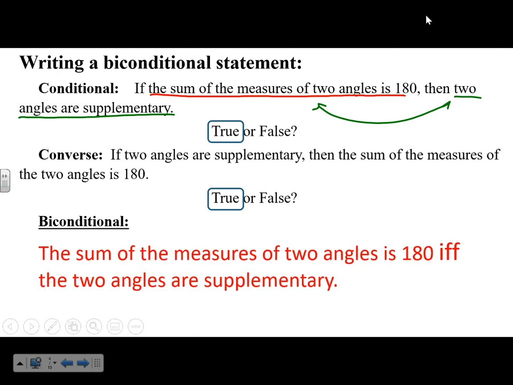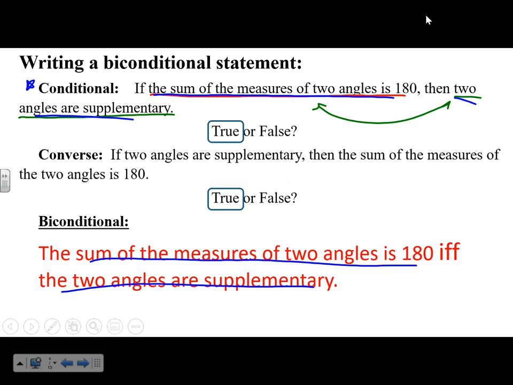The biconditional: the sum of the measures of two angles is 180 if and only if the two angles are supplementary. First, make sure you don't start the biconditional with the word "if." A lot of people do that because the conditional and the converse both start with "if." The biconditional does not. Secondly, I wrote this so it mimics the conditional: it starts with the sum of the angles is 180 and ends with the conclusion, the two angles are supplementary. You can mimic the converse instead, but I always use the conditional so I do it the same way every time.